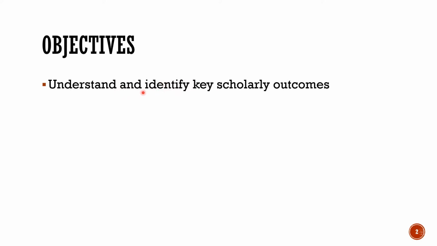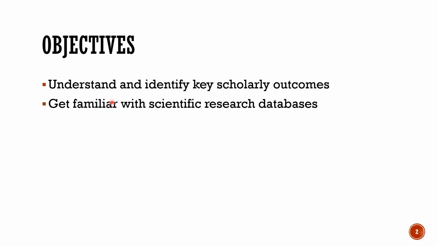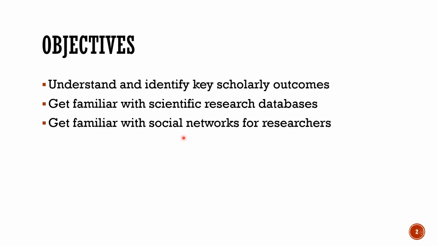The first objective is to identify and understand key scholarly outcomes. What are the scholarly outcomes? And we need to distinguish them. The second one is to get familiar with the research databases. And the third one is to have an idea about social networks for researchers. The first objective is the biggest objective. And as a kind of byproduct, we have to go across the scientific databases and some research social networks.